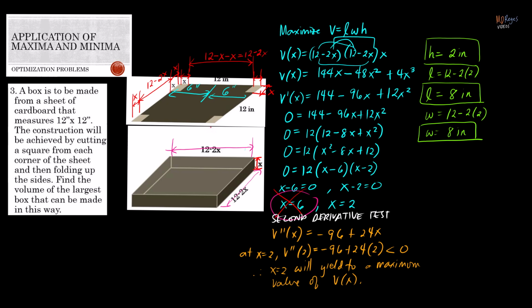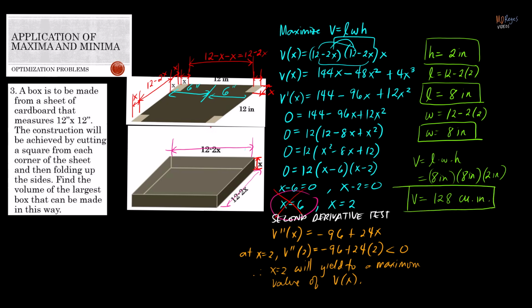Make sure that you answer the question: find the volume of the largest box that we can make from this sheet of cardboard by doing what we did. So the volume is equal to length times width times height. So it's 8 inches times 8 inches times the height 2 inches. 8 times 8 is 64, times 2, we get 128 cubic inches. This is the volume of the largest box that we can make from the sheet of cardboard given.